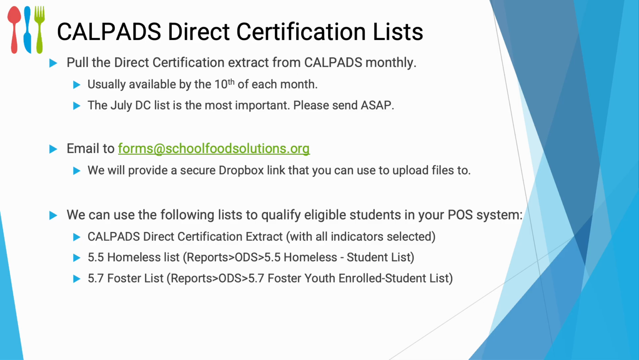These can be sent to forms at schoolfoodsolutions.org as well. We also provide a secure Dropbox link that you can use to upload the files. In addition to the regular direct certification extract, you could also send us your homeless list and foster list if those apply. Those can be pulled out of CalPads as well.